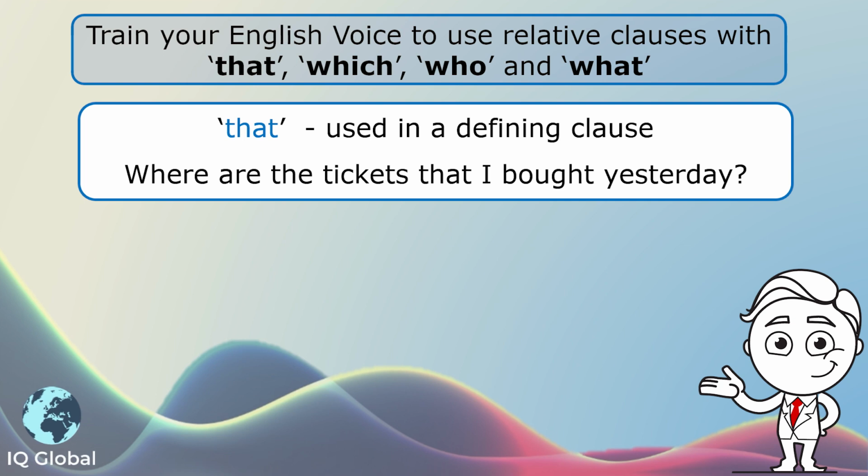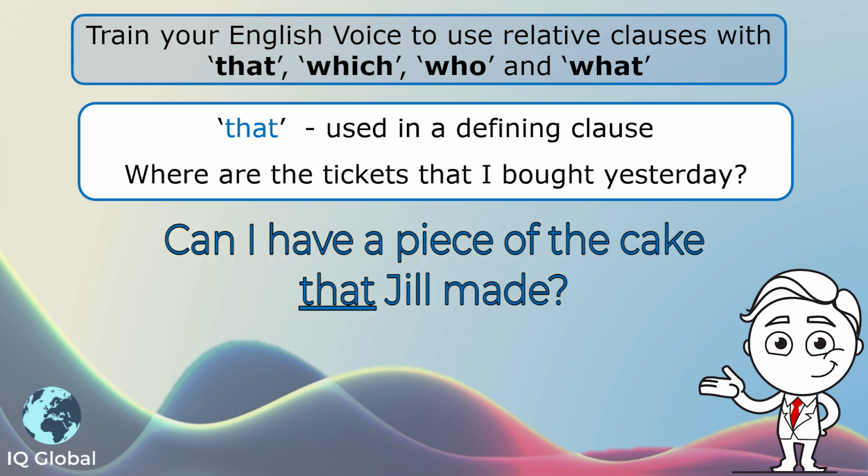Let's have a look at this example. Can I have a piece of the cake that Jill made? That is used in a defining clause that gives more information about the cake. Now we know that Jill made the cake.